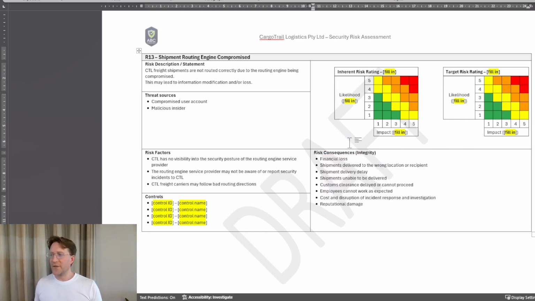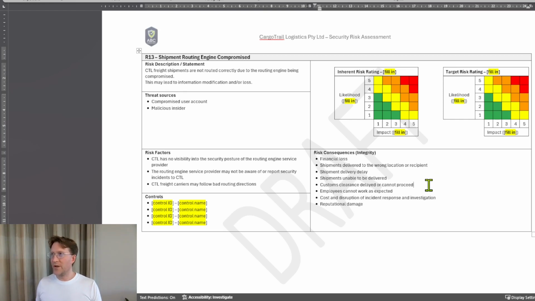With consequences, we can then say this is integrity only. If we had bad directions guiding where the freight company was taking the shipment, we could end up with financial losses because we could have delivery delays. We might have things not be delivered at all. We might have shipments being taken to the wrong location deliberately, with deliberate wrong directions being provided, such that the shipment, maybe it's stolen. Maybe this is a gang who's doing this sort of thing.